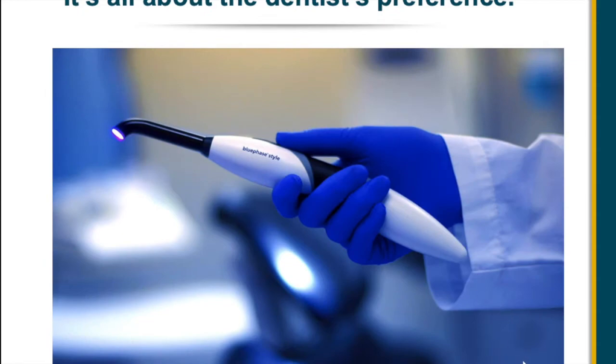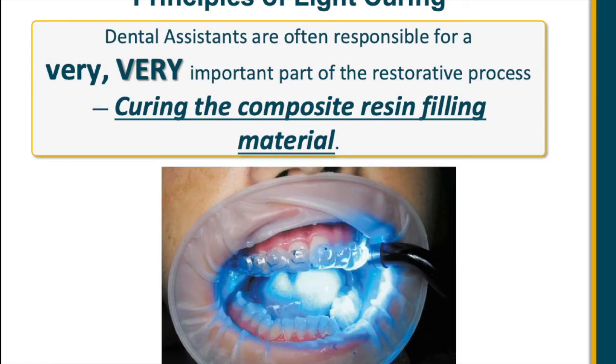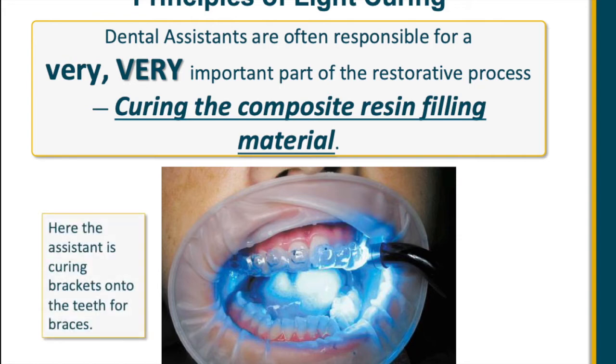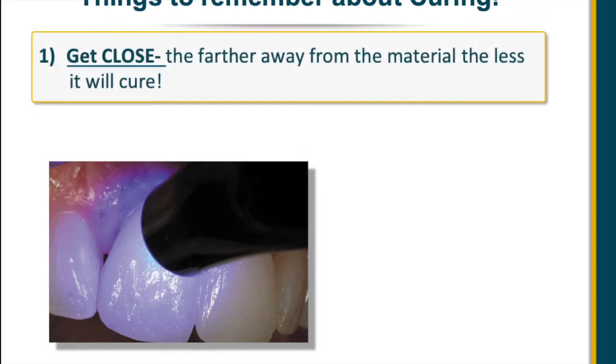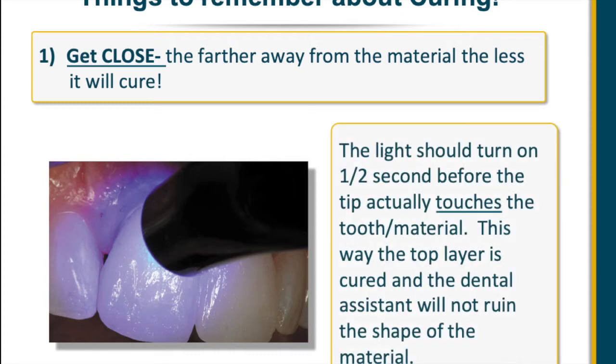But every dentist will have their own preference and reasons why they're using what they're using. So you just need to understand the principle of light curing. It's a very important part of the composite resin filling, that you've got to cure that material and cure it well. So here the assistant's curing brackets on the teeth for braces. Things to remember about curing: get close. The farther away from the material, the less your light will work. And so every millimeter counts. The closer you can be, the better the cure.